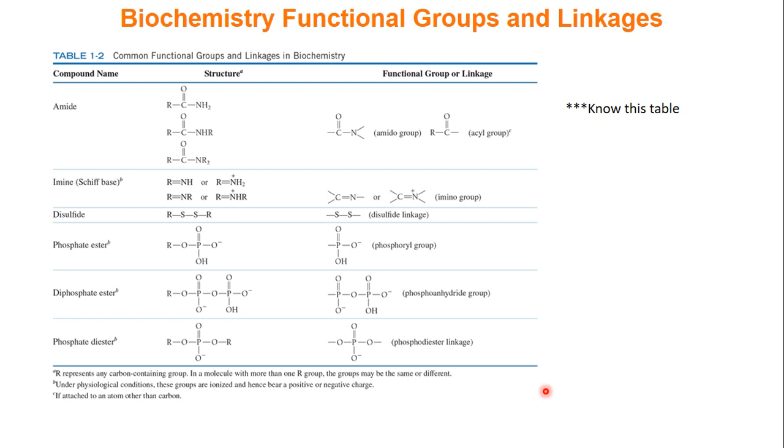Here are the type of bonds you can really have in biochemistry: amide, disulfide, phosphoester, and so forth. Not much to say about this table. Again, something I'd like you to know, though, be able to recognize and name these compounds.